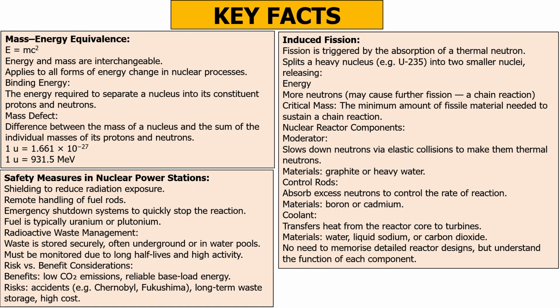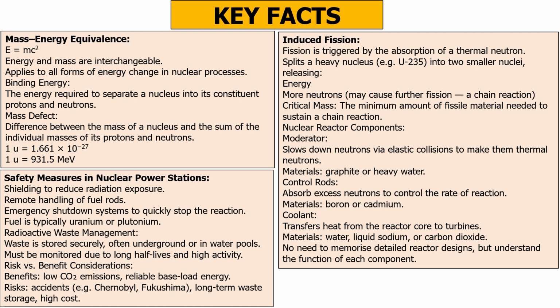Now, induced fission is when fission is triggered by the absorption of a thermal neutron. It splits a heavy nucleus into two smaller nuclei, releasing energy and more neutrons, which may cause further fission, a chain reaction. Now, the critical mass is the minimum amount of fissile material needed to sustain a chain reaction. Now, the moderator slows down neutrons via elastic collisions to make them thermal neutrons. The material for this is either graphite or heavy water.